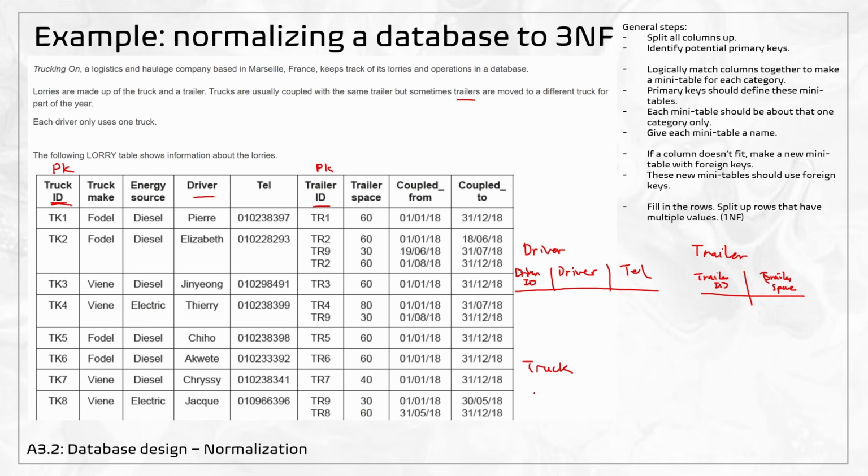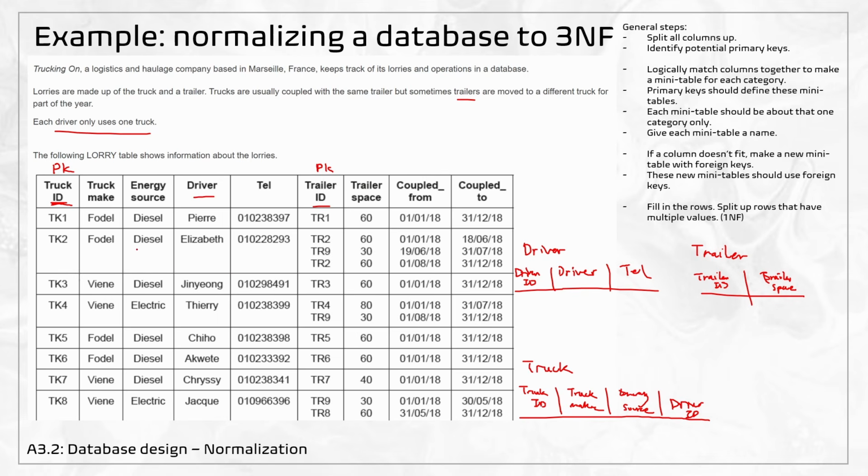So when we do our truck table, we're going to have to do truck ID, of course. We're going to have to do truck make. We're going to have to do the energy source. Sorry, my handwriting. And now for the primary key, we can't really have trailer ID because it changes all the time. I think we should just have driver ID because each driver only uses one truck, it says right here. So let's just write driver ID. And this will be a foreign key for truck. So let's just fill in the lines. And that's going to be another table done.